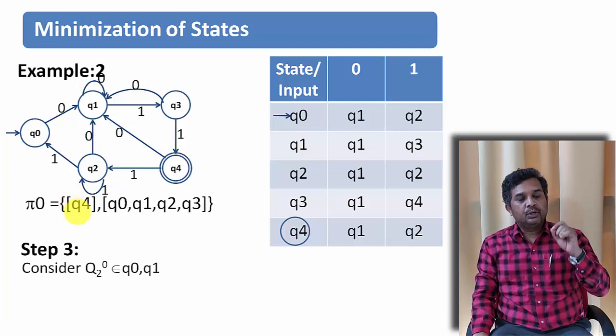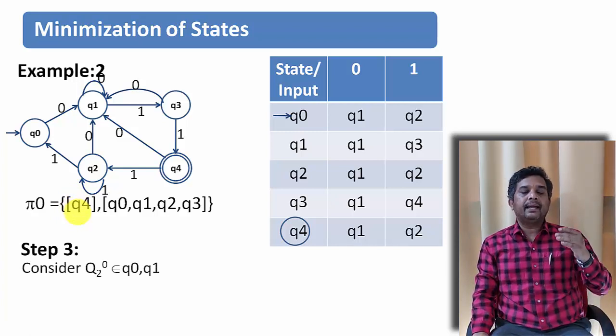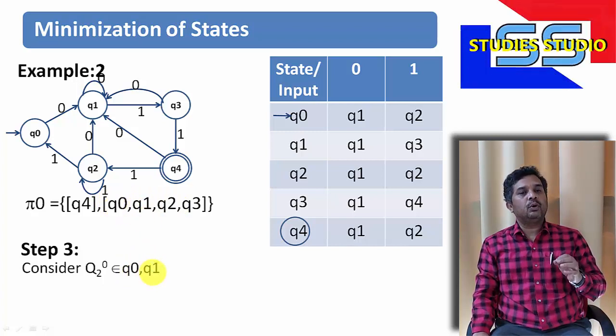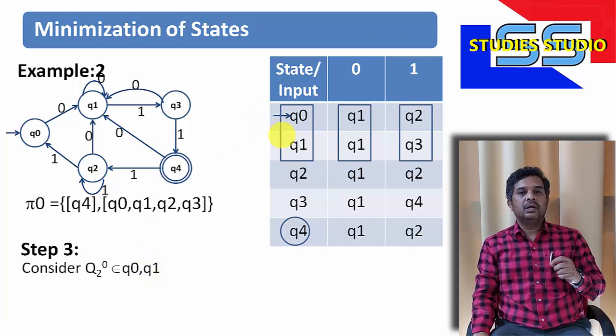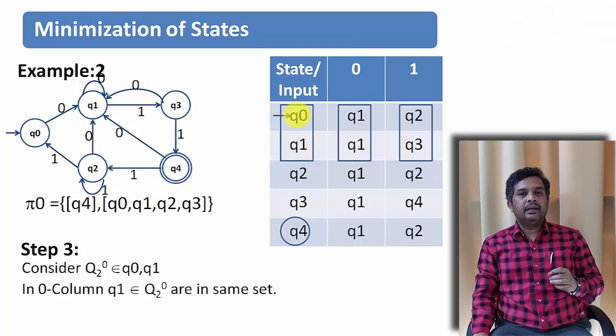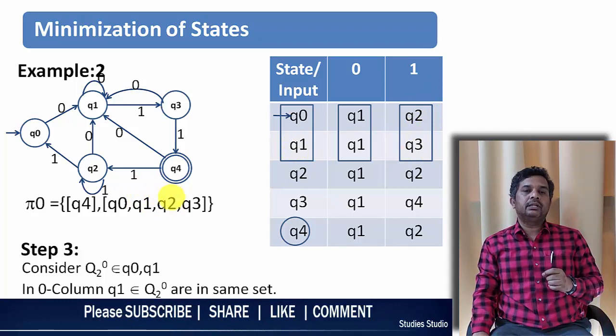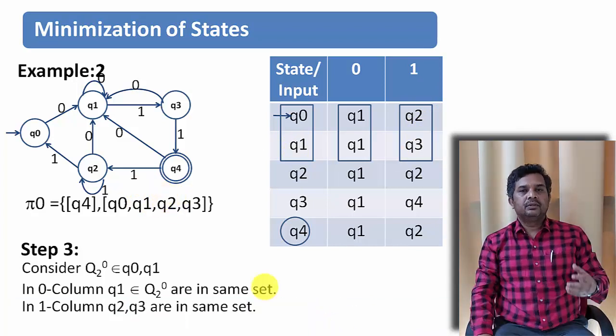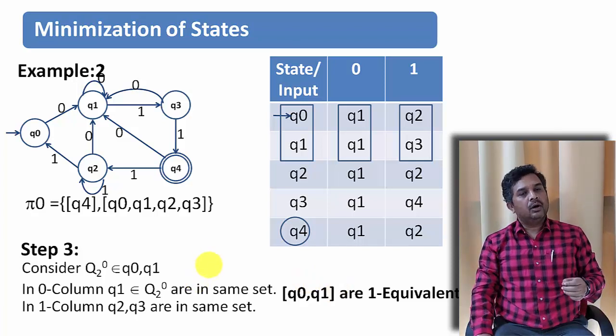In the first partition, Q4 is the only state available, so I cannot subdivide it anymore. So I have to take the other partition. In the other partition, let us take any two states, let it be Q0 and Q1. Concentrate on the rows which contain Q0 and Q1. You can see the transition. Q0 on 0 is Q1, Q1 on 0 is Q1. So Q1 is lying in this particular partition. Similarly, Q0 on 1 is Q2 and Q1 on 1 is Q3. Q2 and Q3 are also lying in this particular partition. So I can say Q0 and Q1 are one equivalent.